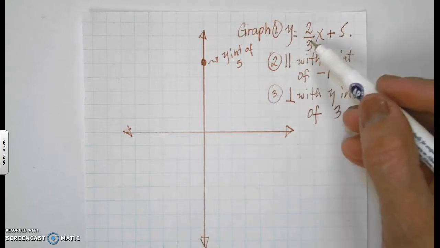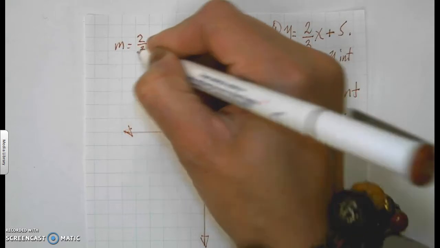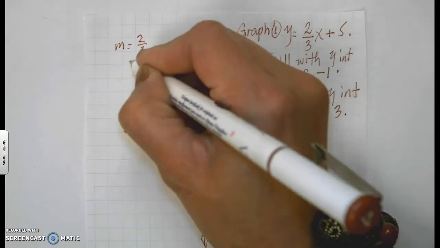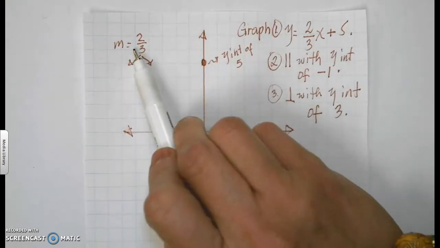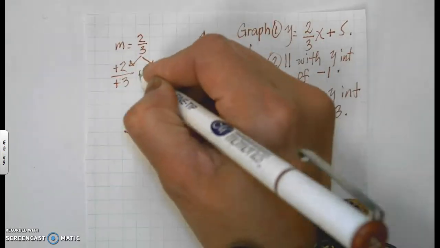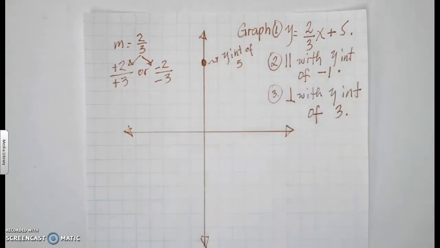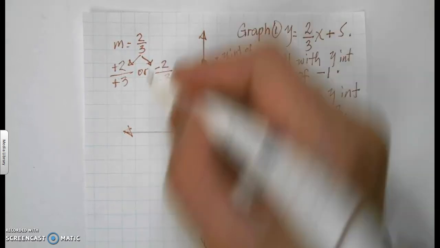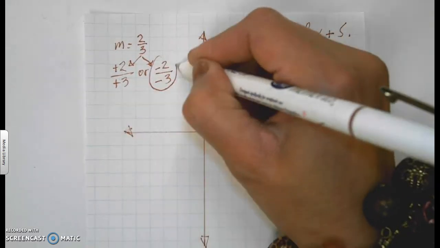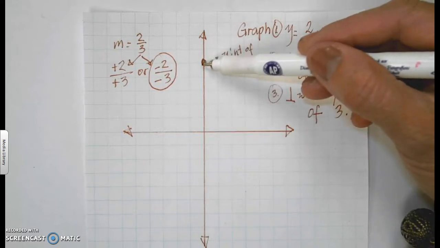So let's look at the slope. And your m is 2 over 3. There are two meanings of 2 over 3. The fact that this is positive means that you have positive 2 over positive 3 or negative 2 over negative 3. You can use both, but I want to use this because I am already almost at the edge of my paper. I want to be able to go down.